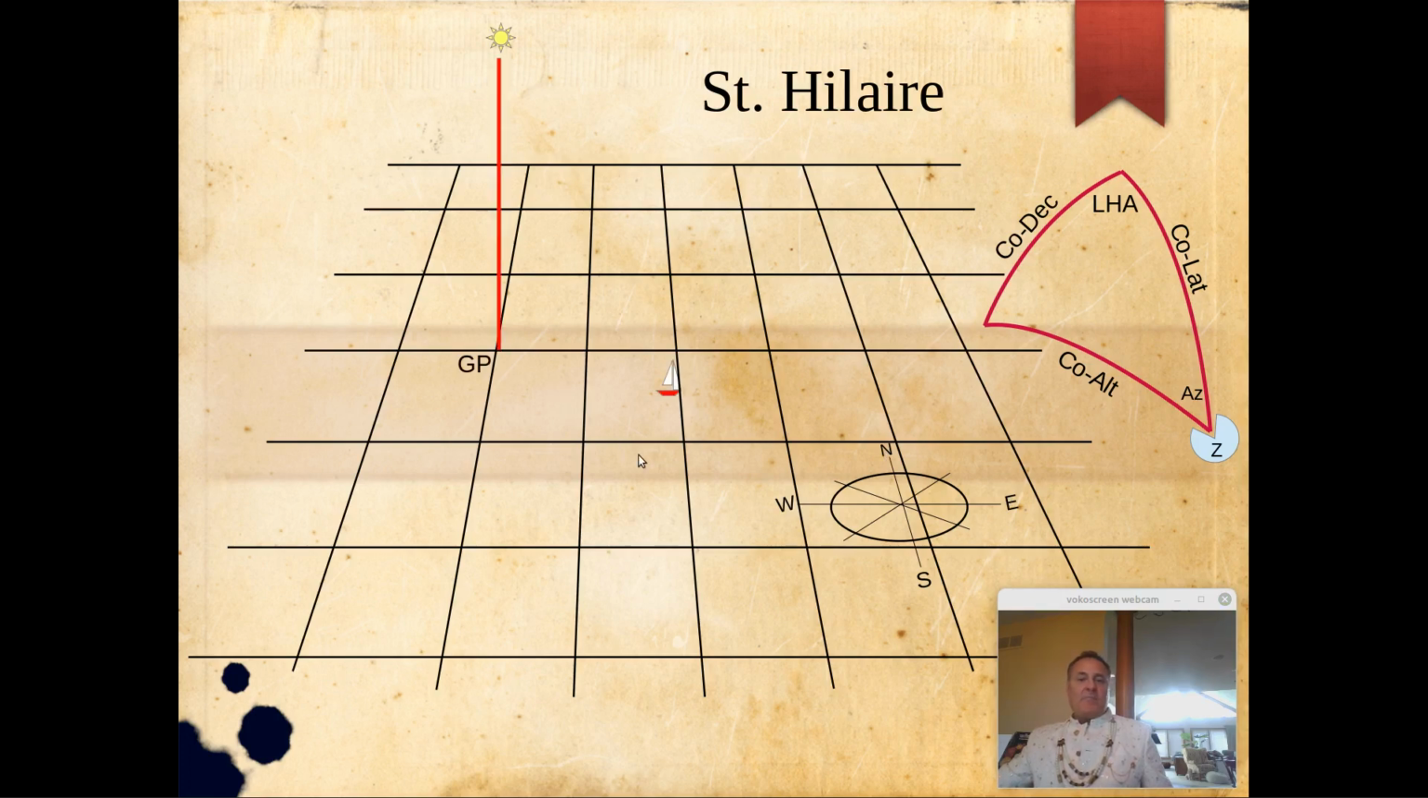And I drop a pillar, an imaginary pillar, from the sun to its geographic position directly below it on the surface of the Earth. That geographic position for every second in time for every year of 2015 is located in this book, the Nautical Almanac. We can look it up. And so we know the geographic position of the sun.